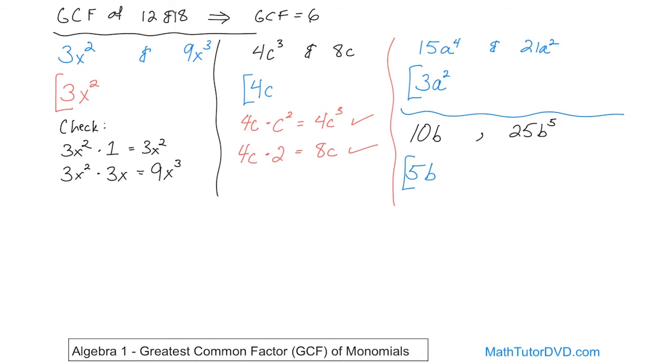Right? And you could check it. You could say, what would I multiply by to get this? I would multiply just by 2. That would give me 10b. What would I multiply this by to give me this? I'd multiply by 5b to the 4th. 5 times 5 is 25. B to the 4th times b, I would add the exponents, and that would give me b to the 5th. So that is the proper factor.